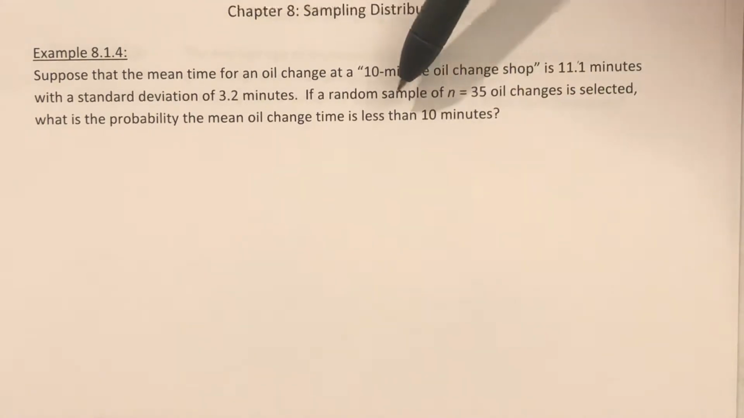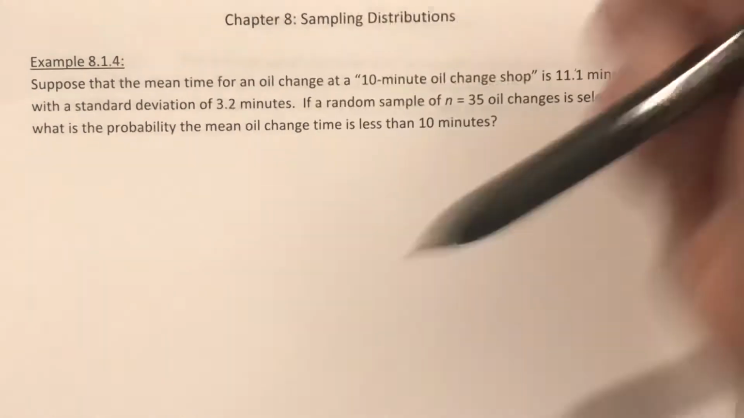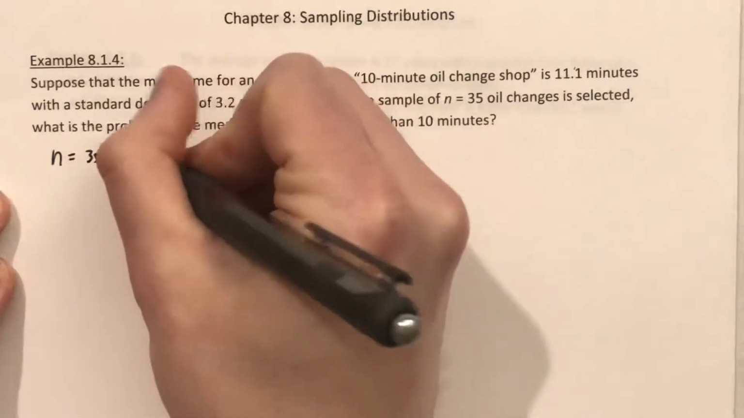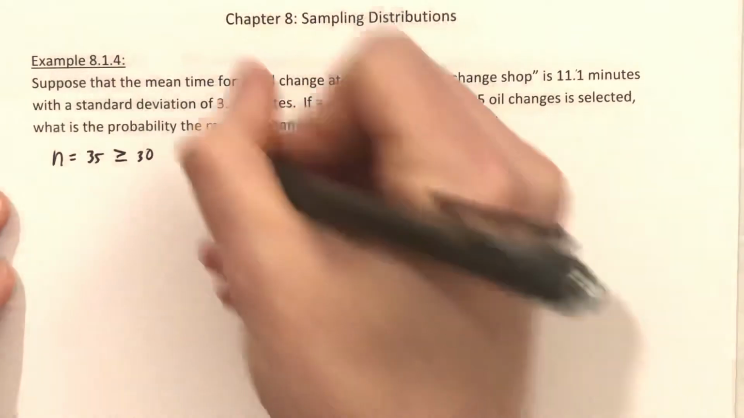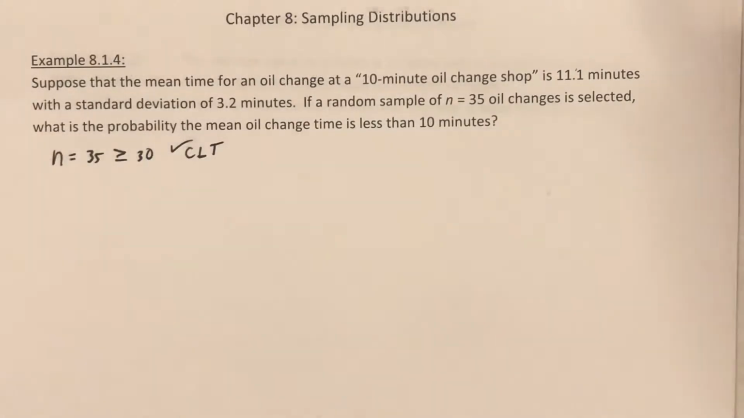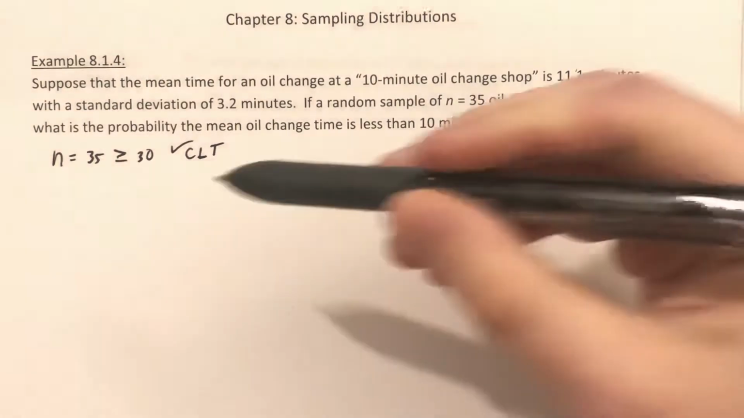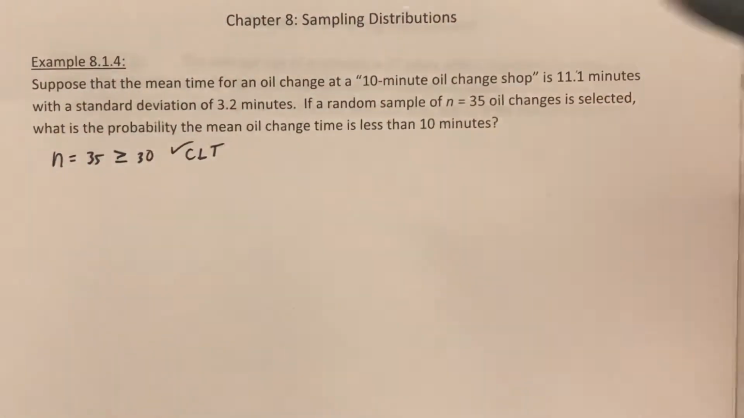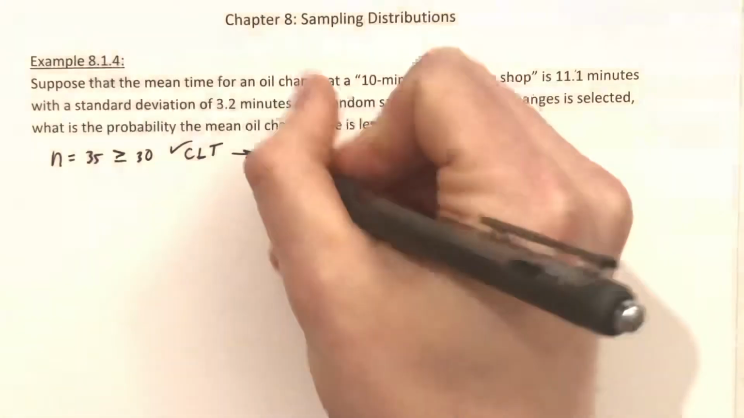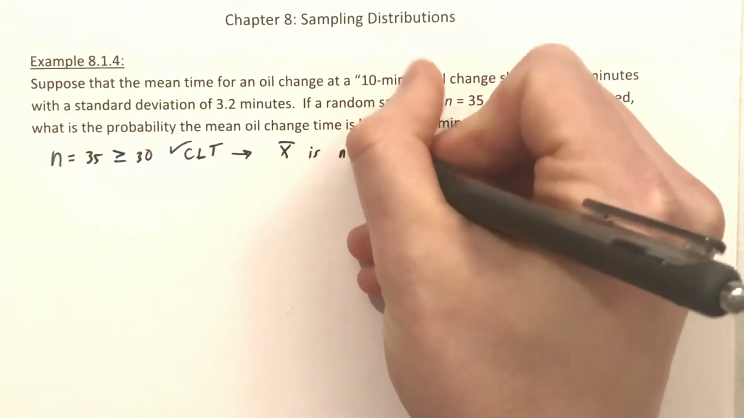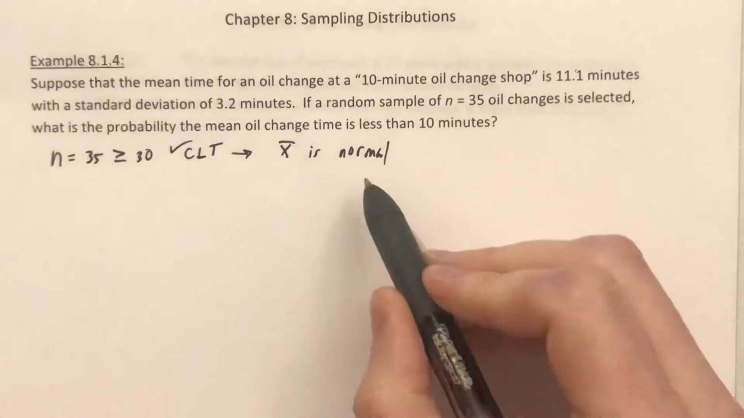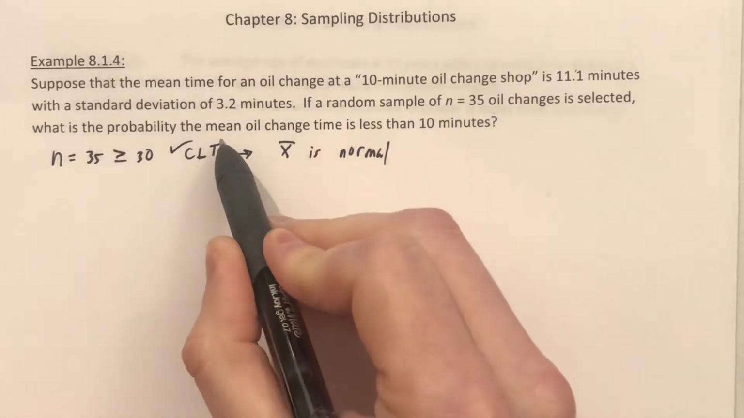Okay, we're taking a sample, and most importantly, that sample size, 35, is at least 30. That's what we want to see. That's what tells us the central limit theorem applies here. And since it applies, we can say, just to put this in some symbology, X bar, the sample means, that distribution is going to be normal. So that means we can answer a question about the sample mean.